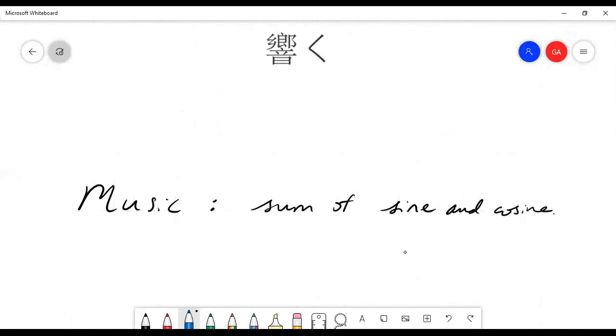But for the remainder of this lecture, I would like to talk about actually music, because music is the sum of sine and cosine waves, just like light, just like many other waves that fill our universe. Music is, at its core, just the summation of sine and cosine waves. And that sum is taken in such a way that sounds good to your ears.